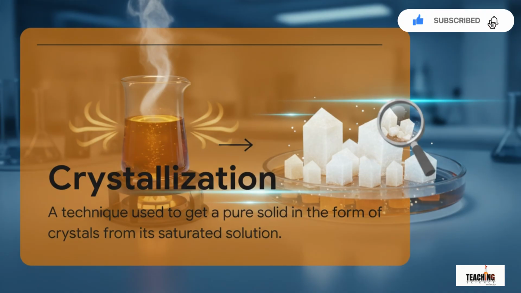If you recall our curiosity question from the very beginning about sugarcane, well, here is your answer. If you take a highly saturated solution at a high temperature and let it cool down gradually, the pure solid separates out into this beautiful, regular geometric pattern. This technique is called crystallization, and it's exactly how industries get those pure sugar crystals straight from sugarcane juice.